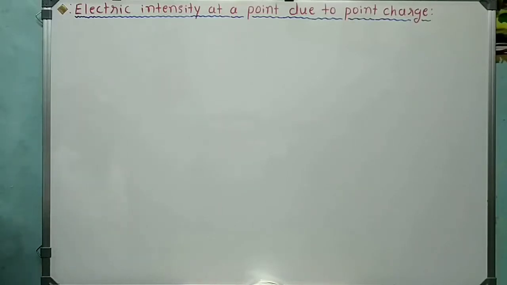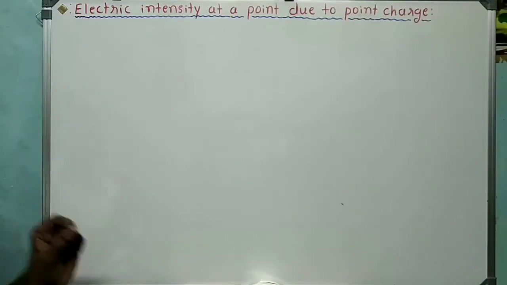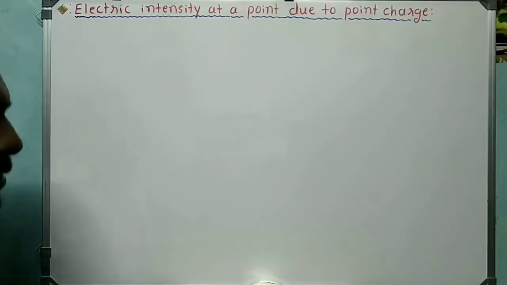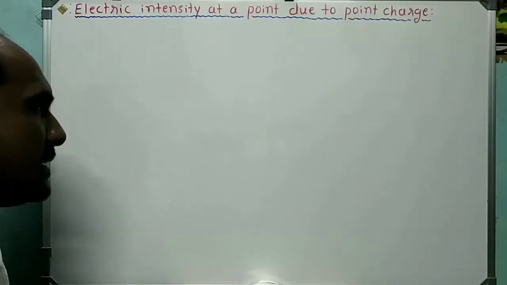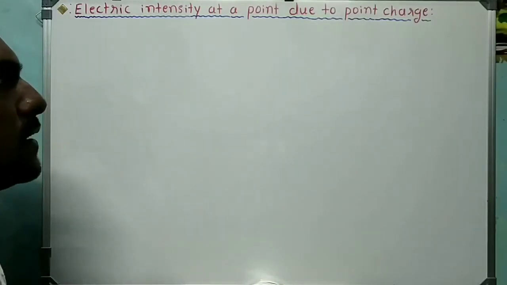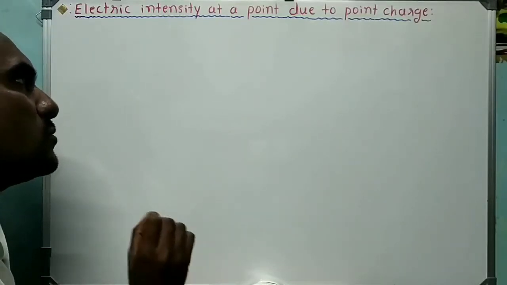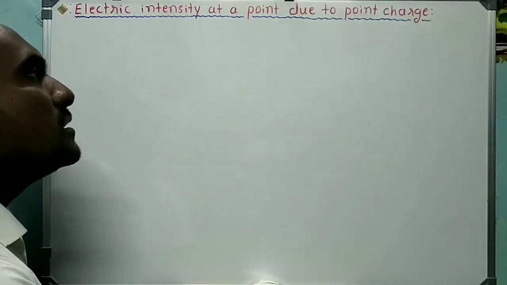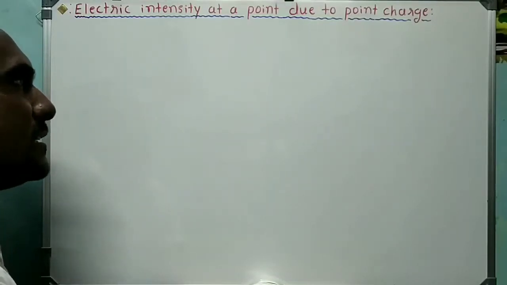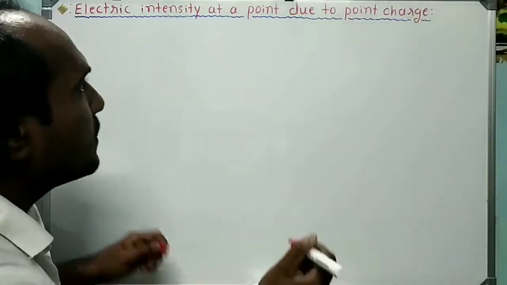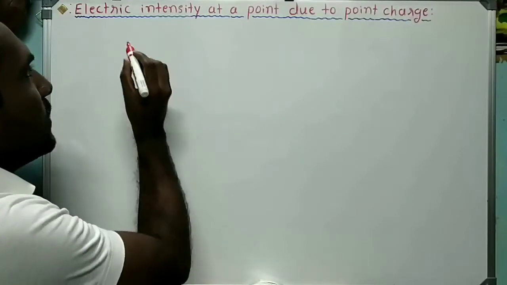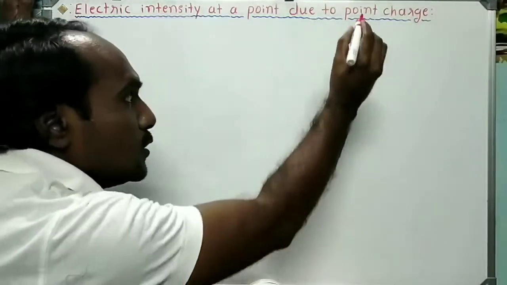Okay friends, today we are going to derive the expression for electric intensity at a point due to a point charge. Already I told you the definition of electric intensity: electric intensity at a point is the amount of electrostatic force experienced by the charged particle when placed at that point. Now see what we are going to derive here: the expression for electric intensity at a point due to a point charge.